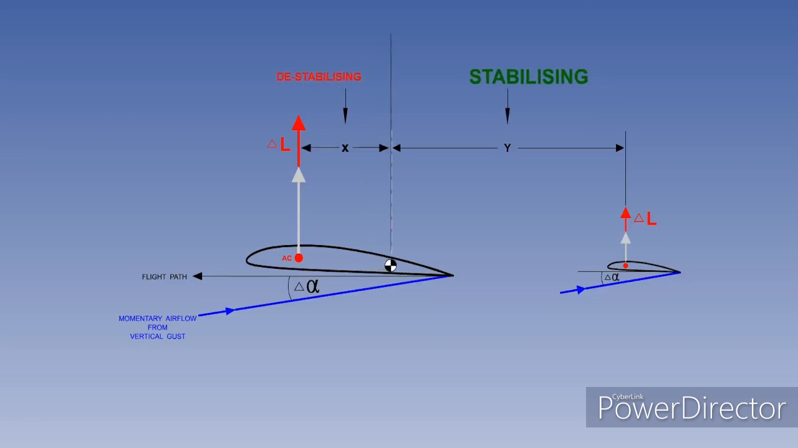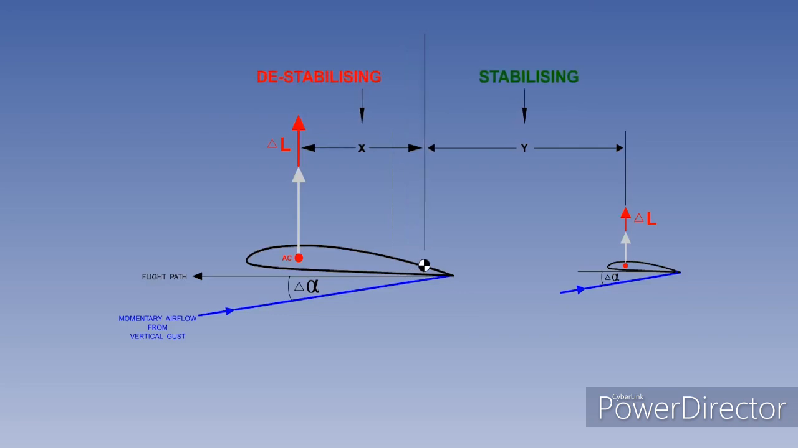If the centre of gravity moves aft, the length of both arms will change again. The tail arm becomes shorter, which makes the stabilising moment smaller. And at the same time, the wing arm becomes longer, which makes the destabilising moment bigger. Therefore, with the centre of gravity in a more aft position, the aircraft has less longitudinal static stability.